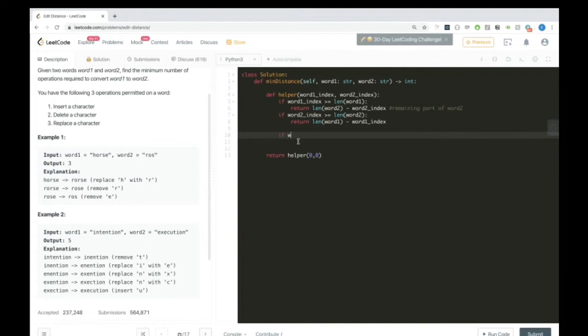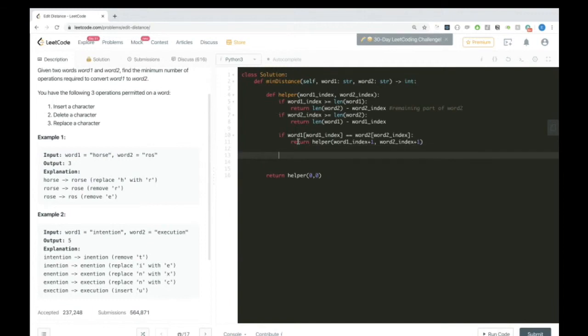So if the character at word 1 index is equal to the character at word 2 index, we should continue the recursion, but increment the word 1 index by 1 and the word 2 index, or Y, by 1. So that's if they share the same exact character at their index positions.